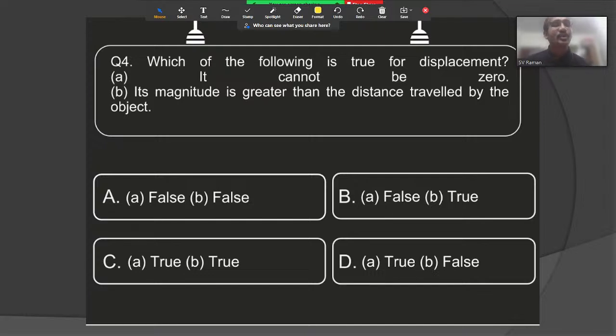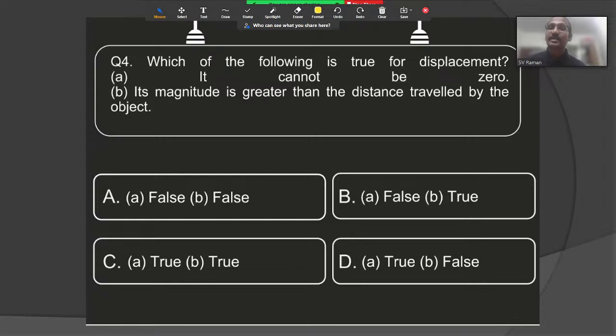Which of the following is true for displacement? First statement, it cannot be 0. Second statement, its magnitude is greater than the distance traveled by the object. Option A, both are false. Option B, first one is false, second one is true. Option C, both are true. Option D, first one is true, second one is false.